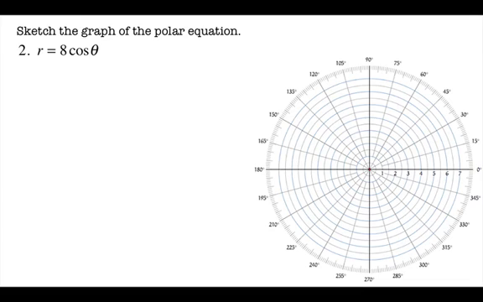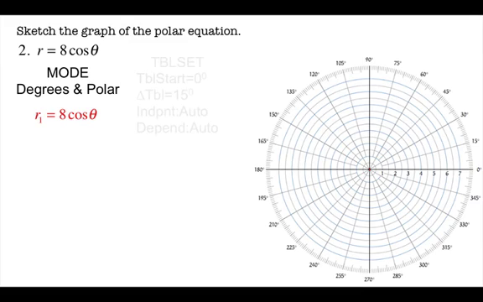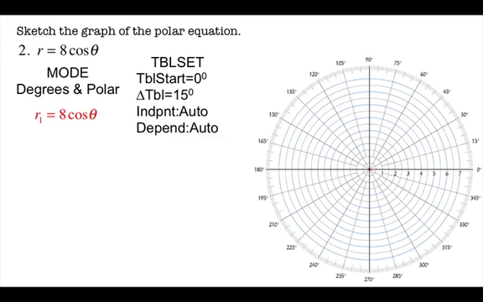We need to graph r equals 8 cosine theta. Mode, I want you to change it to degrees and also keep it at polar. Then go to the y equals feature on the graphing calculator and type in 8 cosine of theta for r sub 1. Then go to second table set, the table set feature of the graphing utility, and punch in these values. Table starts at 0 degrees. The change in the table is 15 degrees. So when you go to your table, it's going to show 0, 15, 30, 45, 60, every 15 units.